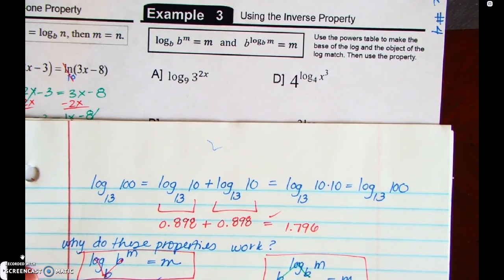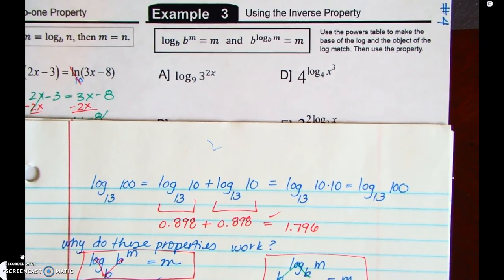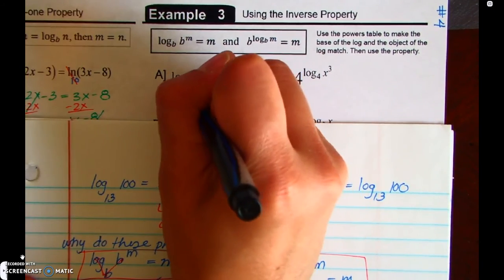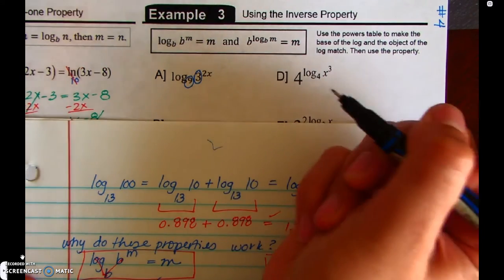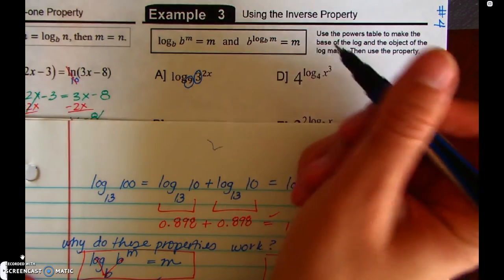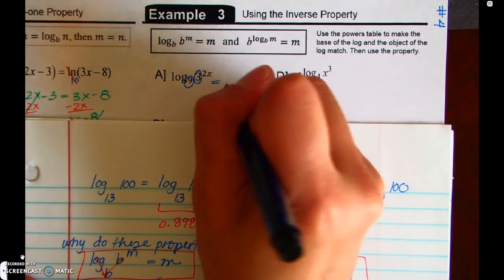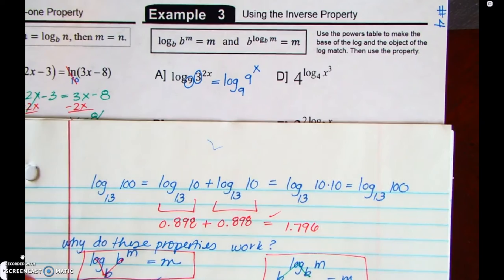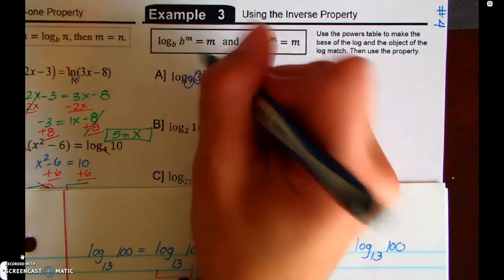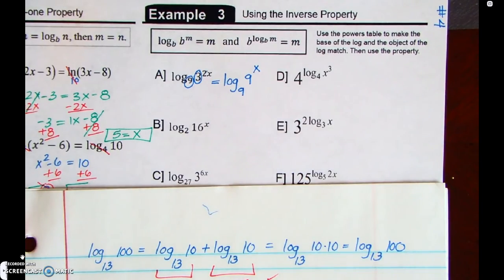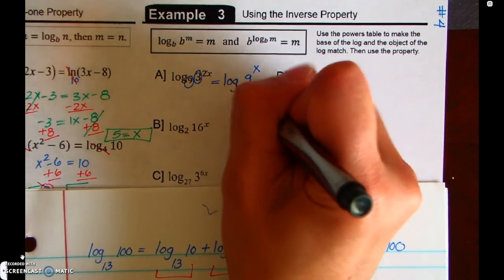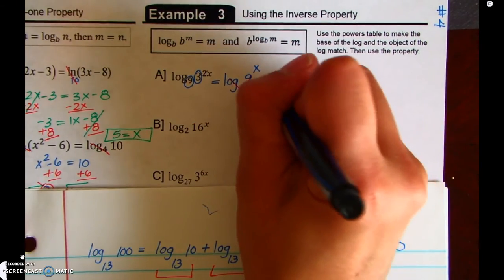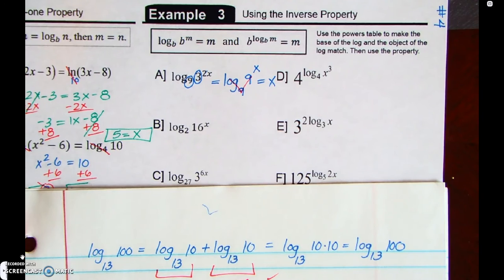In this case, are the bases the same? The base and the number don't look the same, but what is 3 squared? 3 squared is the same thing as 9. So log base 9 to the power of x. 3 squared is 9. Now I have log base 9 of 9. So my final answer is just x.